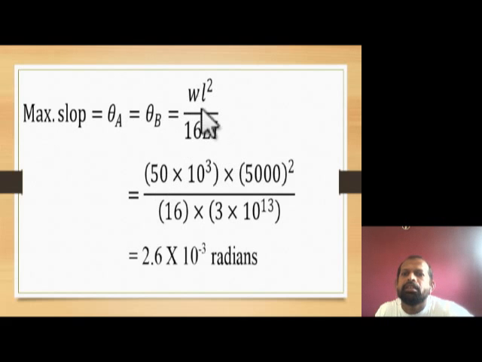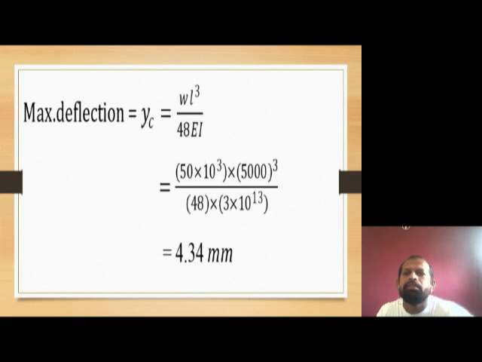Substituting the value of each element: W is equal to 50 into 10 raised to 3, multiplied with L square. L is our 5000 square, divided by 16 into our flexural rigidity EI, which is equal to 3 into 10 raised to 13. By dividing these two terms, you will get the answer equal to 2.6 into 10 raised to minus 3 radians. Next, we will find out the maximum deflection, that is YC is equal to WL cube upon 48 EI.